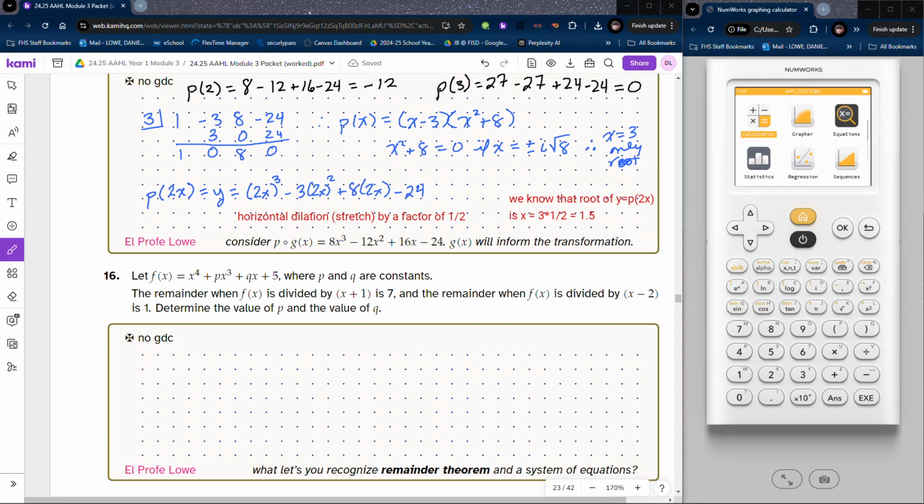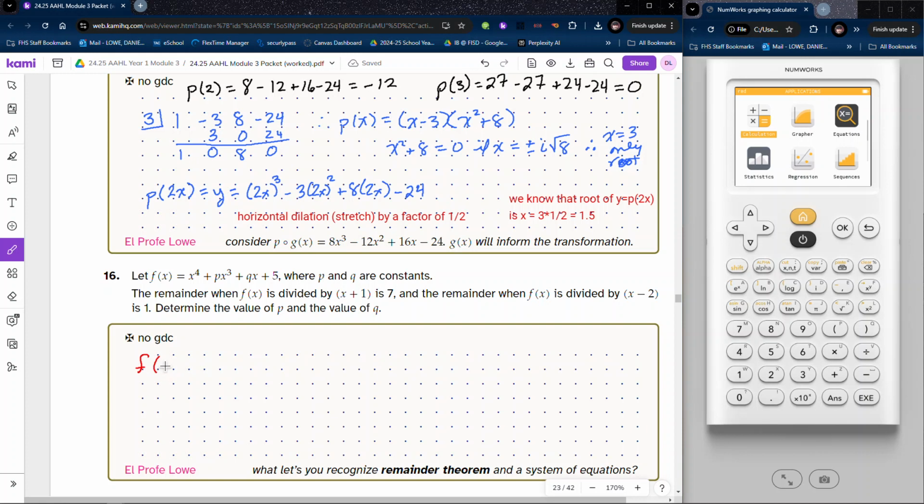In this video, we will look at how we can use the remainder theorem to determine the coefficients of a polynomial using a system of equations. So we have f of x is equal to this polynomial where p and q are constants. The remainder when f of x is divided by x plus 1 is 7, and the remainder when f of x is divided by x minus 2 is 1. We want to determine the value of p and the value of q.